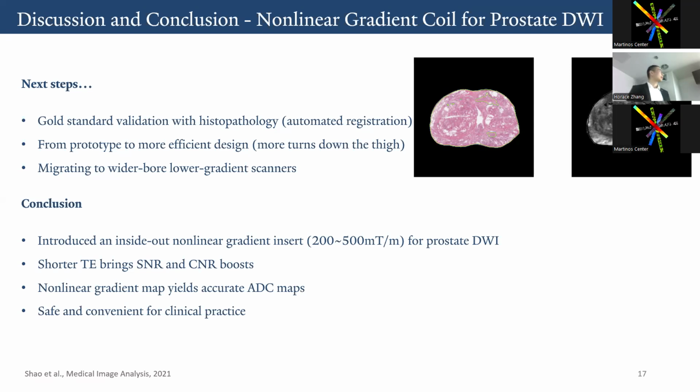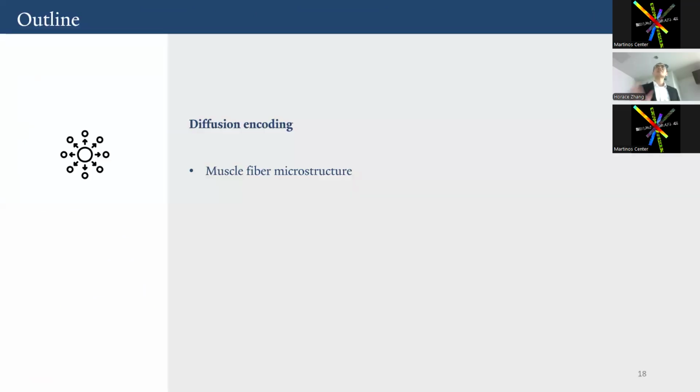So in conclusion, we introduced this inside-out nonlinear gradient insert for prostate DWI, and the short TE does bring SNR and CNR boosts. The nonlinear gradient map can yield an accurate ADC map, and most importantly, it's safe and convenient for clinical practice. So next up, I'm going to talk about the second use case of the nonlinear gradient coil for muscle fiber microstructure imaging.